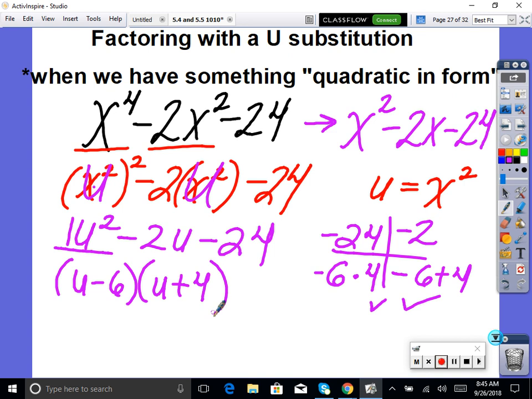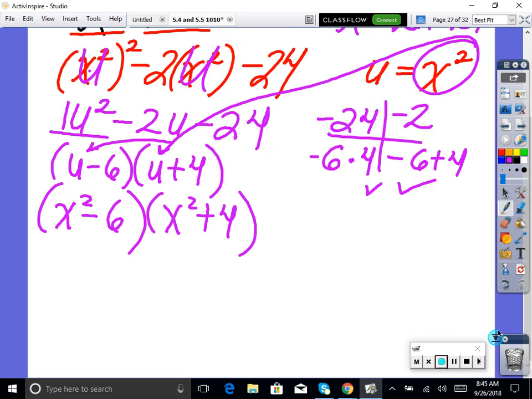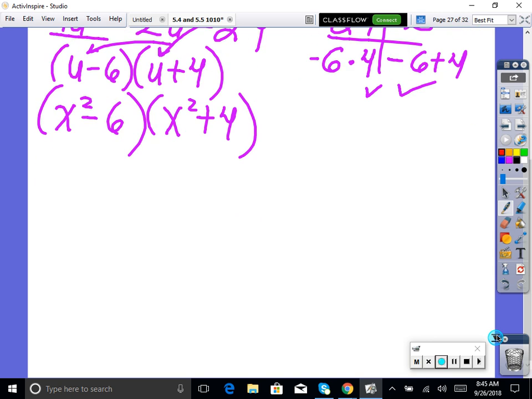Now what you're going to notice is we weren't dealing with u's to begin with, we were dealing with x squared. So we've now got to put back in what we substituted. Those were actually x squareds. So x squared minus 6 is what we're looking at, and x squared plus 4. Now we're done as long as the quadratics inside do not factor anymore. We better check, though. That would be our answer unless the quadratic factors more.